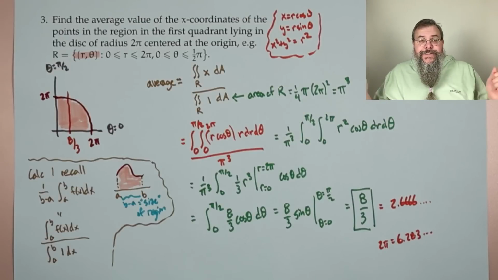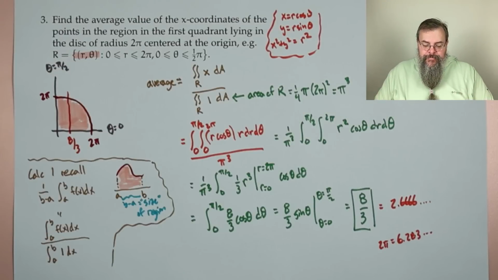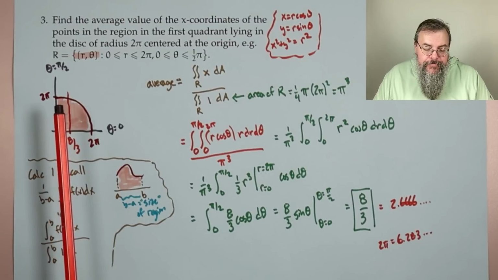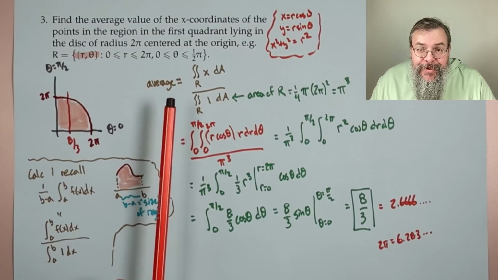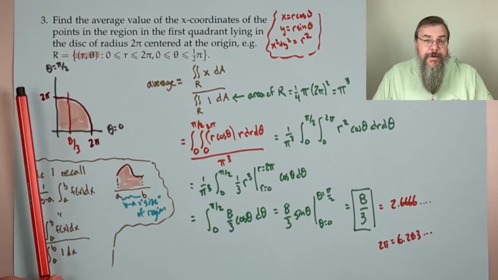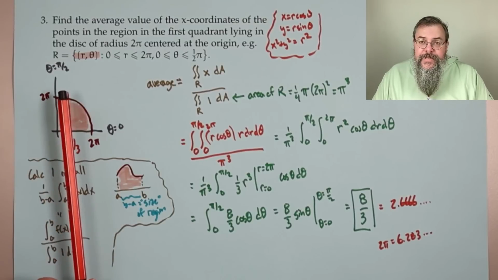Now, does this make sense? Well, if you think about it, if it were outside, that would be terrible. If it were negative, that'd be really bizarre. So 8/3 isn't too bad.